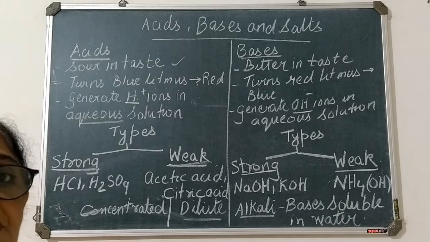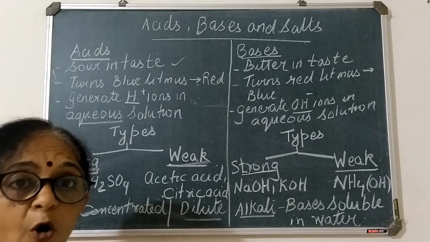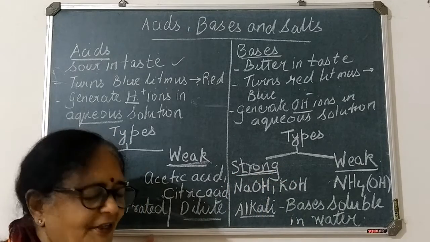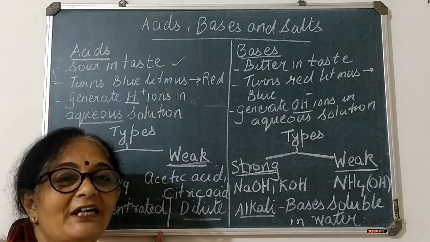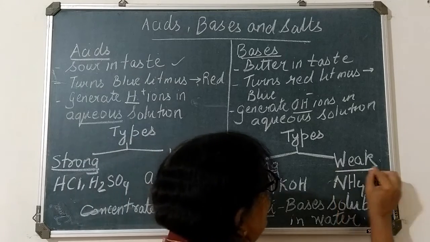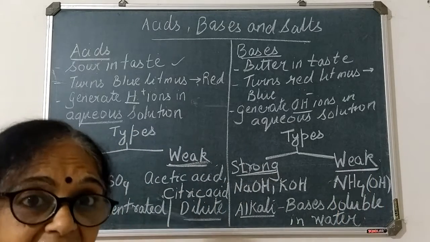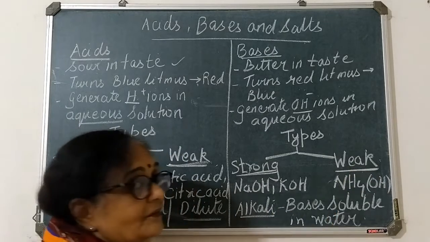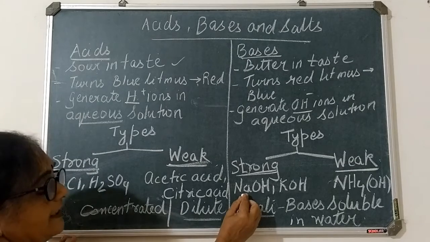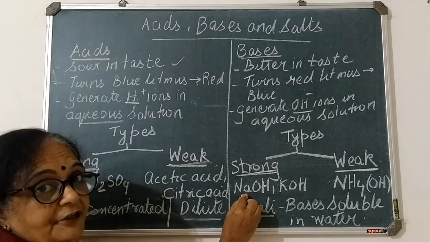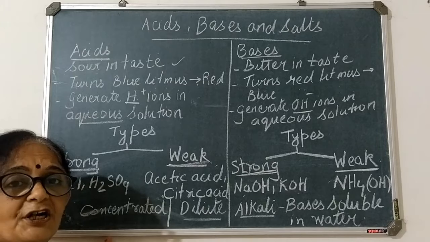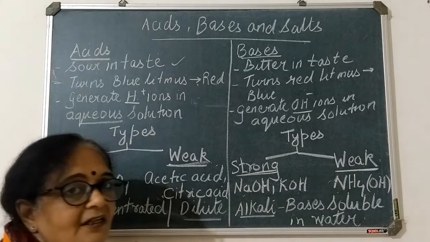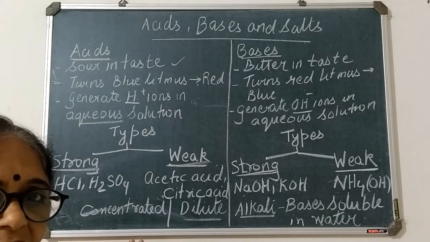Again, if the proportion of OH ions is more, then the type of base is considered to be strong. And if the OH minus ions are less in the aqueous solution, then we say that the base is weak. Examples of strong bases are sodium hydroxide and potassium hydroxide. A weak base example is ammonium hydroxide.